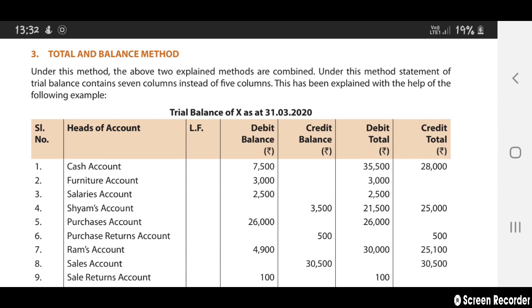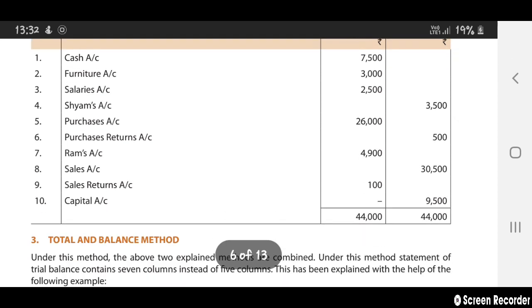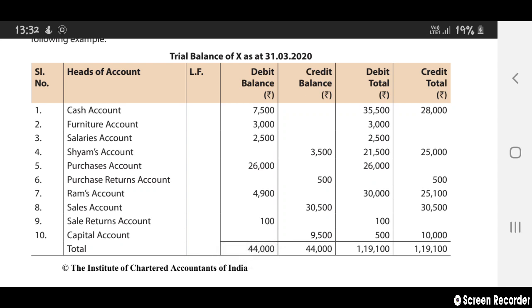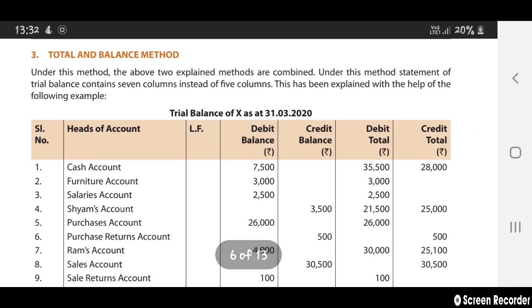Here, see, it was 5, but here it is 7. It means you will add debit and credit columns: 2 times debit, 2 times credit. Because here you are joining both. You are joining the total method and the balance method. So the total method's debit and credit, and the balance method's debit and credit will come.